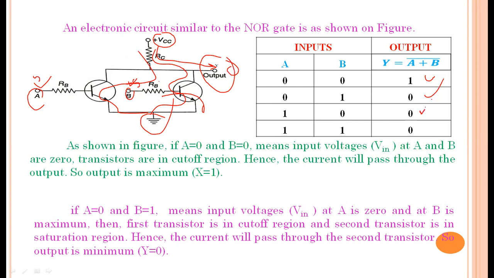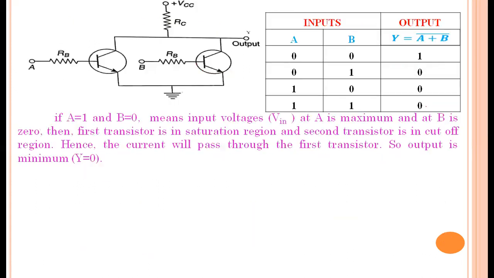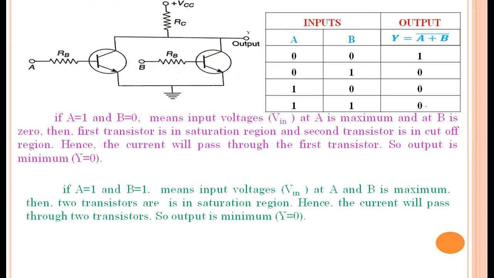And in the last case, A is equal to 1 and B is equal to 1, both transistors are in the active region. So all the current from battery VCC passes through the two transistors. So the output is again 0.